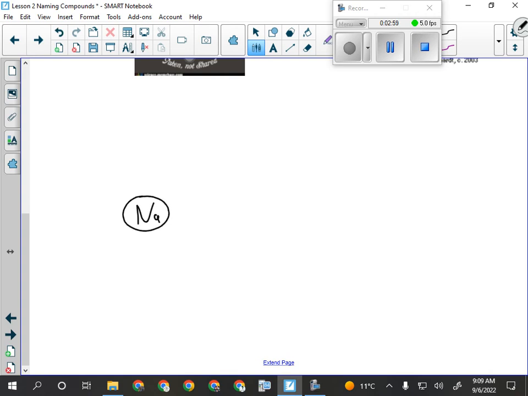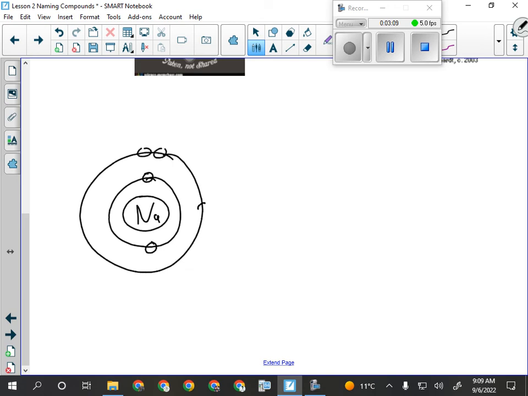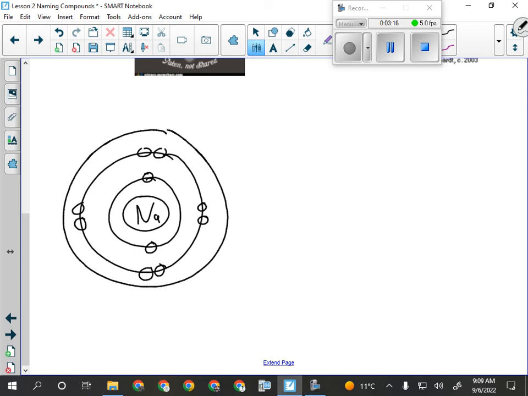According to Bohr, sodium looked like this. And sodium has 11 electrons. So the first ring had 2 in it. The next ring had 8 in it. And then the last ring had 1 in it.